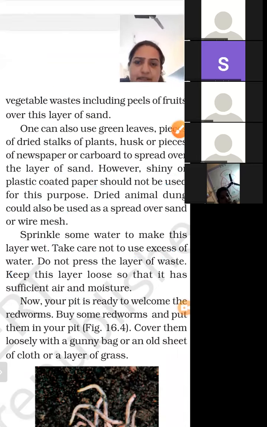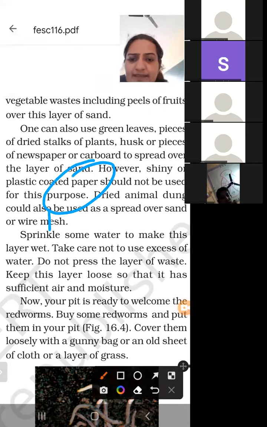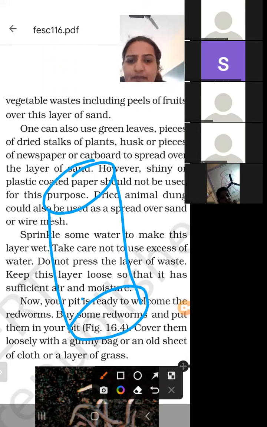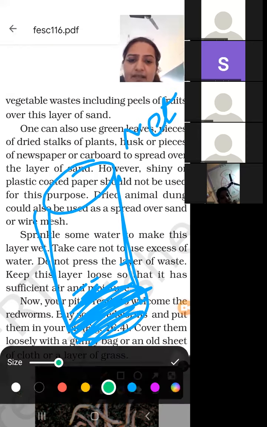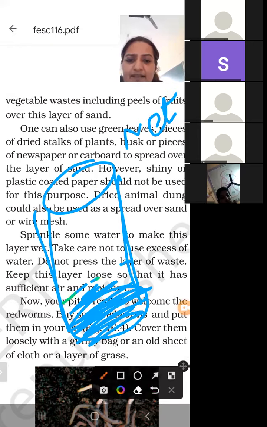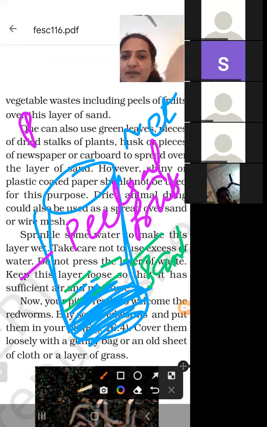Now your pit is ready. How can we prepare this pit? Firstly, we will take a box. Suppose this is the box, and we take at the bottom either a net. If net is not available, we can add sand. This is sand, and after adding sand, what can we add? The peels of fruits and plant waste and newspaper or cardboard waste.